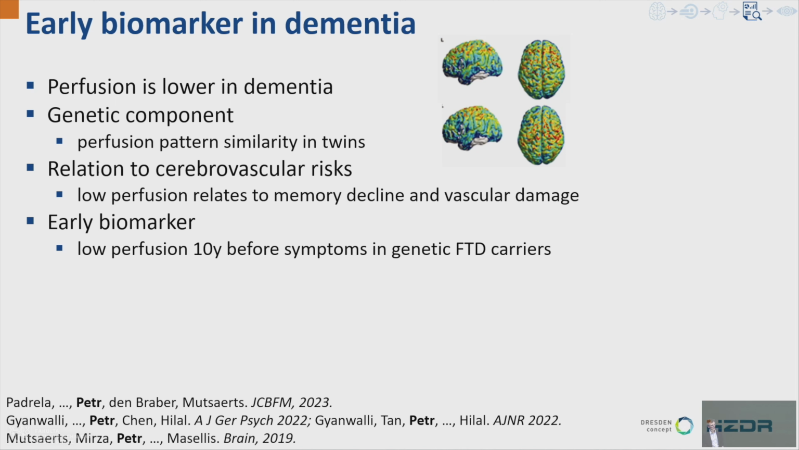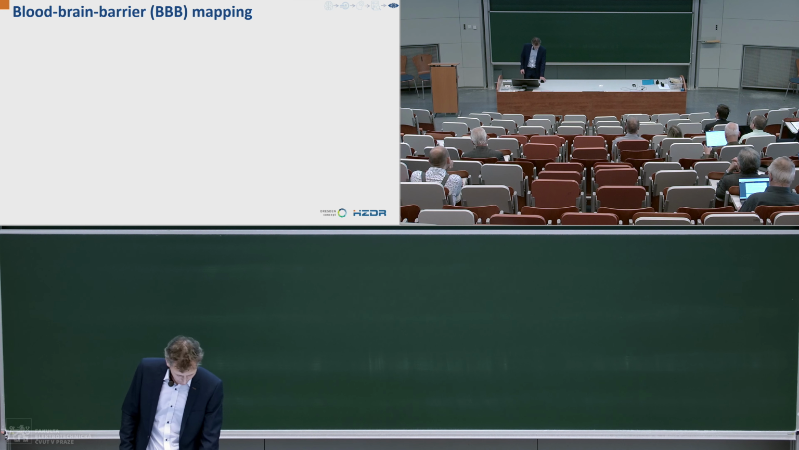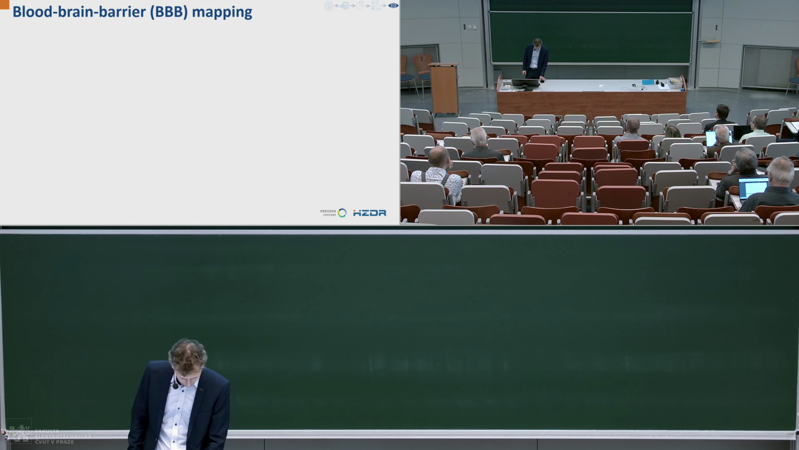But unfortunately, none of this really works on individual level, so it cannot be really used for something useful in practice. This is just still research going on, and more data is needed to be able to provide any useful information in the future. So let me just now quickly go through two of the applications we're working on right now. And one of them is mapping of blood-brain barrier.